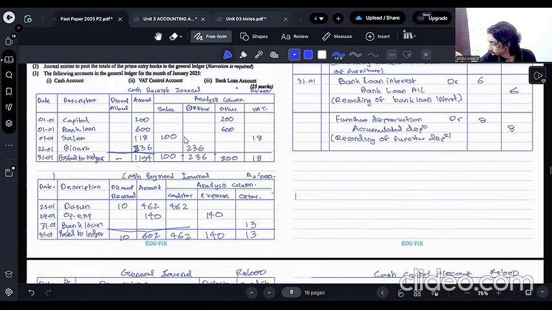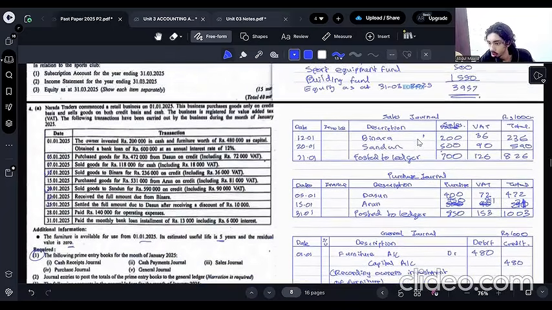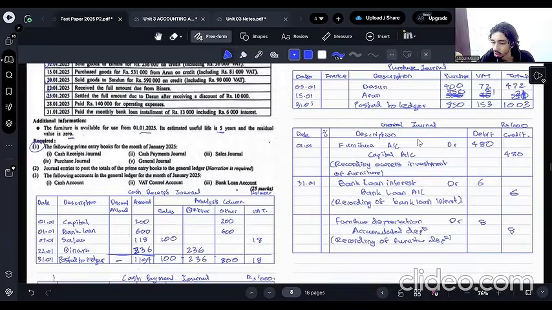Ten 600 and yeah, I didn't add the bank loan amount. 615, 462, 140, 13. Then 700. Okay. Then that is done.